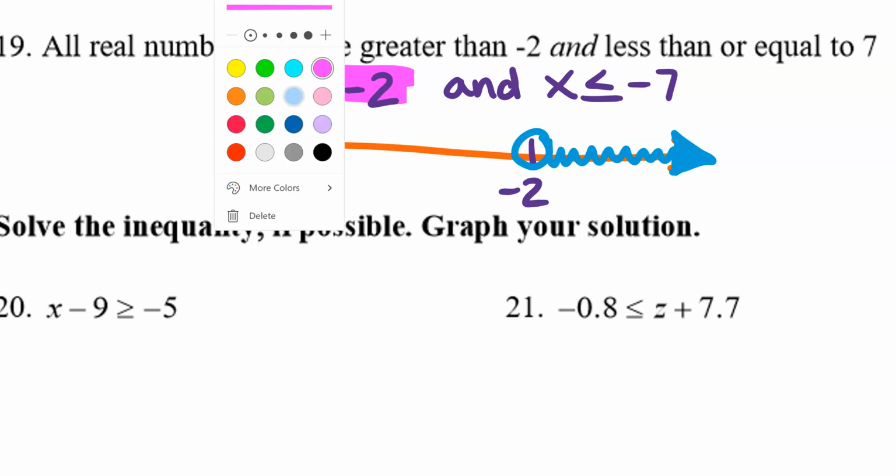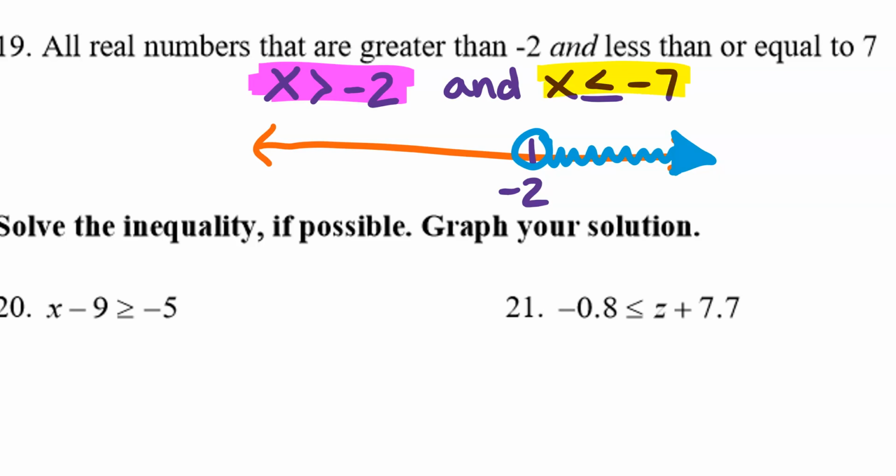Now let's look at the other one. So now I'm going to focus on this one right here. x is less than or equal to 7. Or sorry, negative. Yeah, sorry, 7. I wrote -7, my bad. It's just 7. Oh, that means I messed this up too. Sorry, guys.